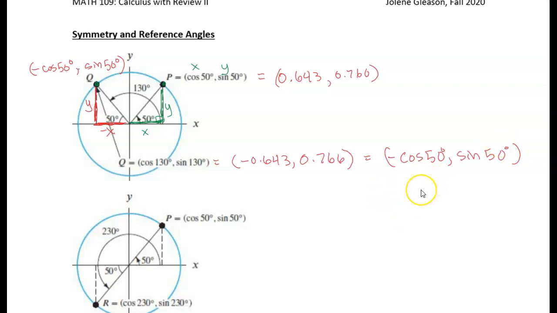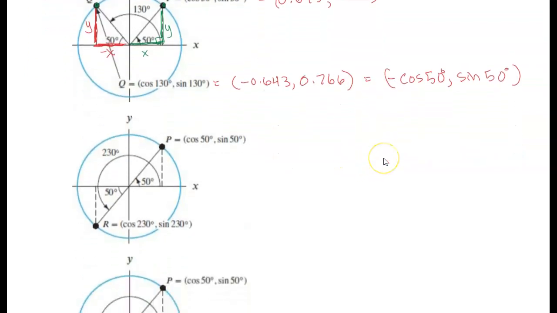All right. Okay, so that's the idea of reference angles. So again, if you know the sine and cosine in the first quadrant, you can find the sine and cosine in the other quadrants just by changing the signs, the negative, positive, negative.